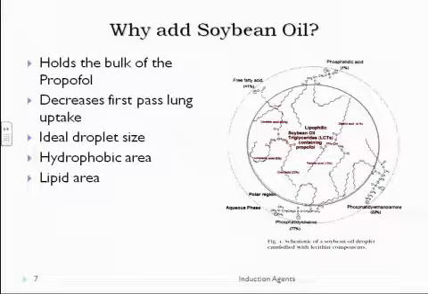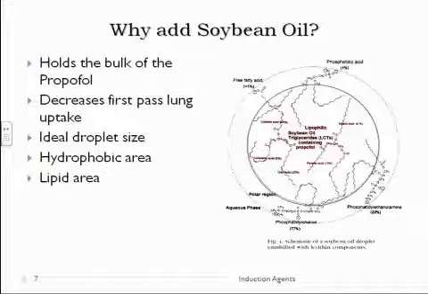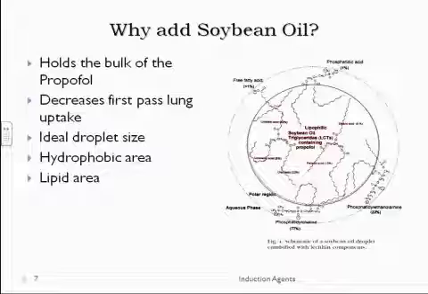So the soybean oil is what forms the middle of the vacuole. This is where all the bulk of the Diprovan or propofol is at. The propofol embeds itself inside this layer. The nice thing about soybean oil is that when they added it, they found that when they gave it to a patient, it had a very profound improvement in onset.